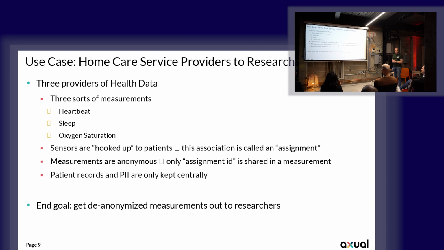Measurements are done anonymous, so the key of a message for a measurement is always an assignment ID, and that is shared in the measurement itself. Patient records, and the personally identifiable information, are only kept centrally. The end goal was to get that data, the measurement, de-anonymized, so you have to merge it with the assignment ID, then you get a patient ID, and then merge it with patient records, and out comes a measurement with patient records.